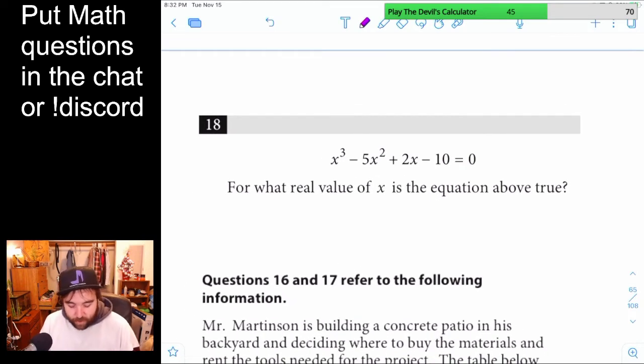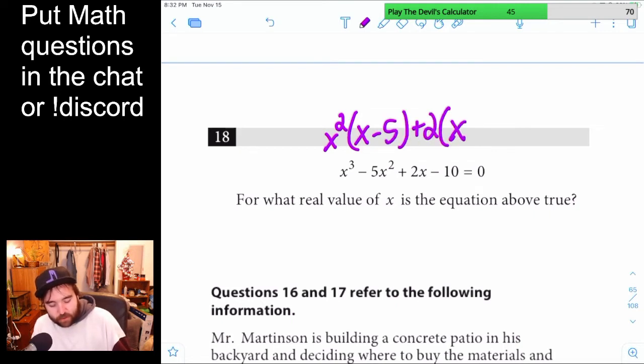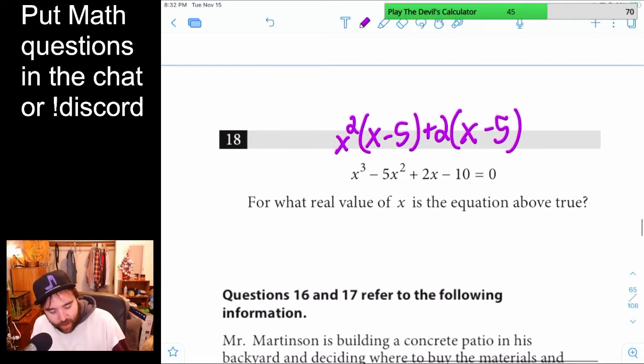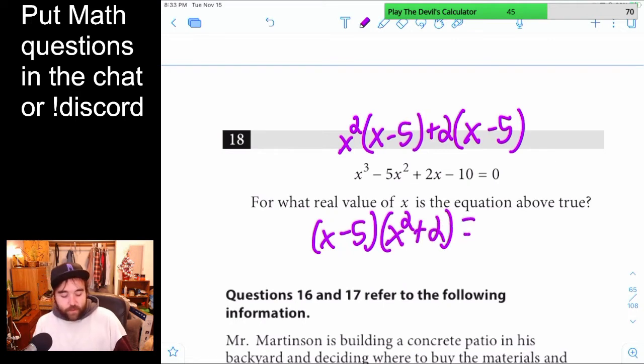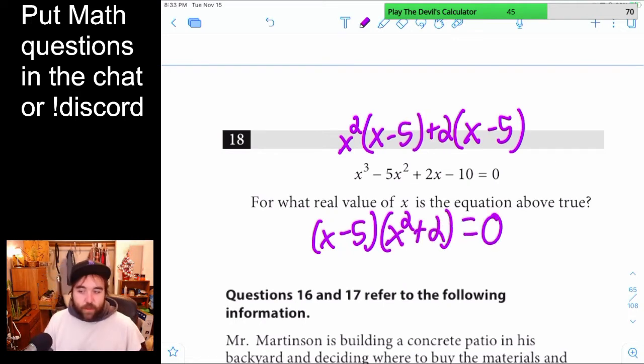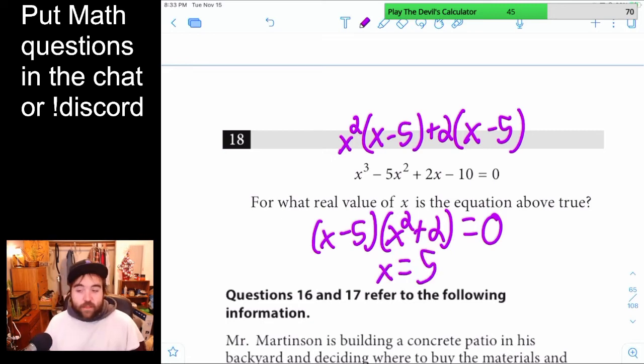The other way is to use factor by grouping, and to notice that here you can factor out an x squared. Here you can factor out a 2. And then after you do that, look how they both have an x minus 5. So you can factor out an x minus 5, and you end up with this. So when you need that to equal 0, you set both of those equal to 0. And that's why you get that x equals 5.